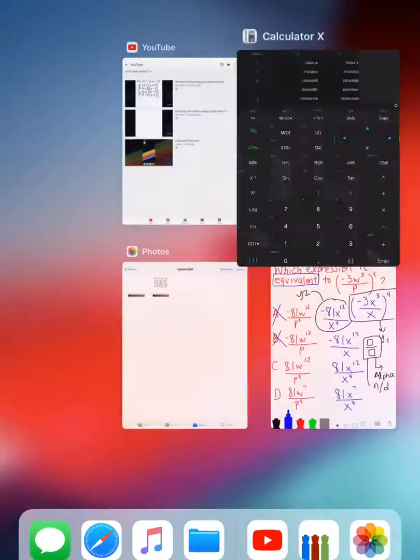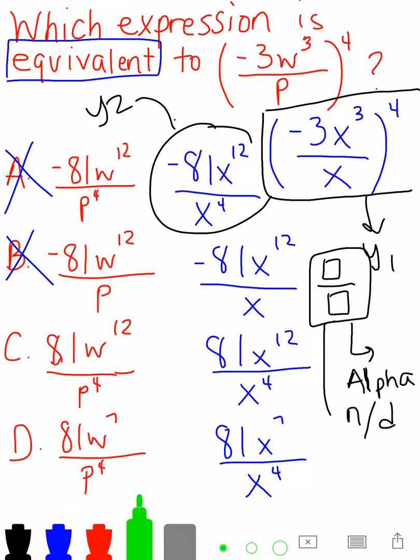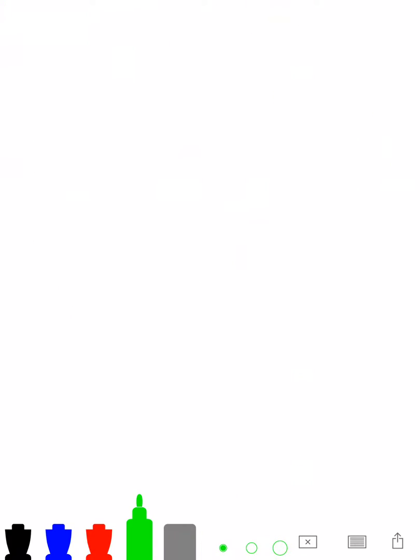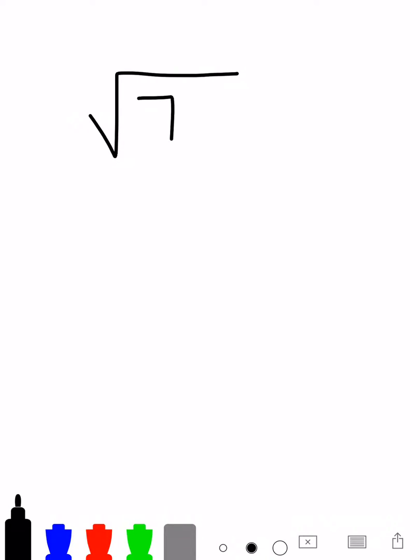So that means that our answer for this particular one would indeed be C, because this expression is equivalent to your original expression. Now, there is one more type of problem that you're going to see on your assignment this week. Let me clear this off. It's going to be another equivalency question, which is going to ask which expression is equivalent to the square root of, let's just say, an example of 75. Now, how are you going to solve this one?